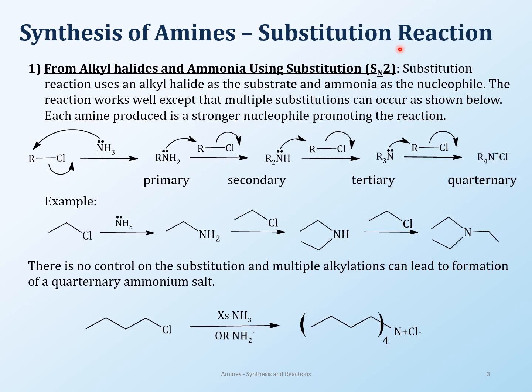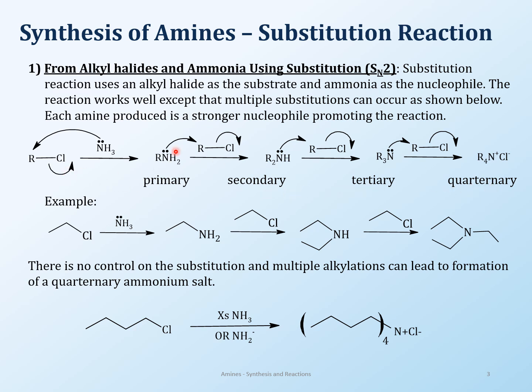When you're doing a substitution reaction, just like normal, here is ammonia, here is your substrate. With the substrate, what happens is that the ammonia will attack the carbon that's attached to the leaving group, right, as normal. So you end up getting an amine. The problem here is that you can end up getting multiple substitutions, and that's what I've shown over here. So you can go all the way from primary to secondary to tertiary and then quaternary amine.